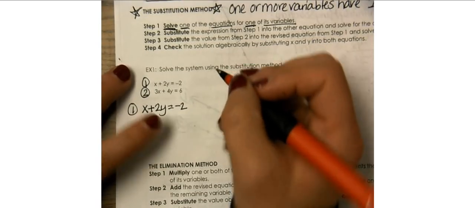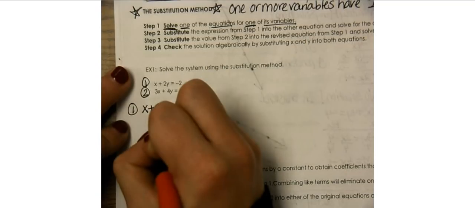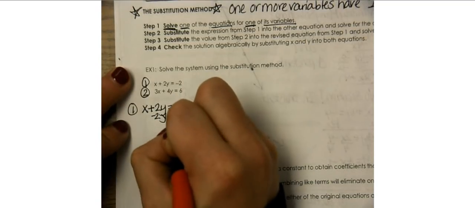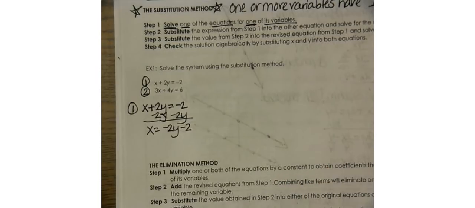So I'm going to write down x + 2y = -2, and I'm going to solve for x by subtracting 2y on each side. And I end up with x = -2y - 2. Cool. I just solved one of my equations for one of its variables.